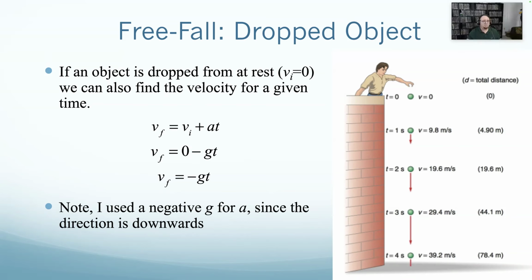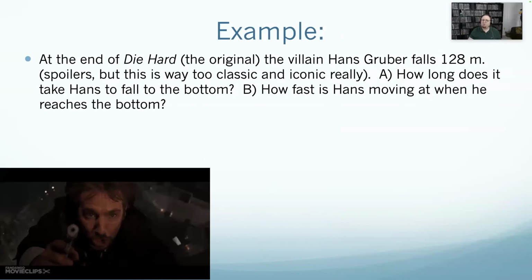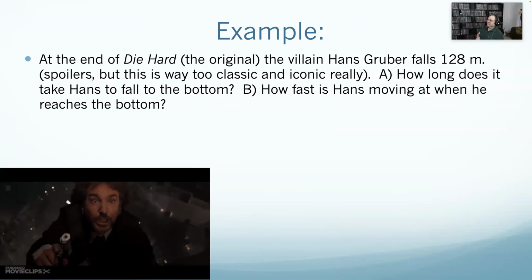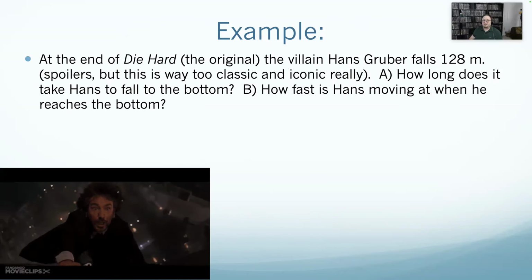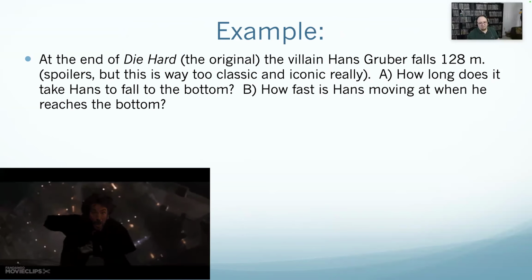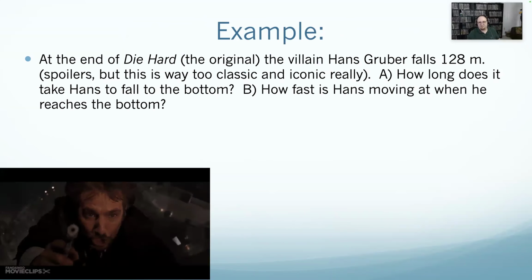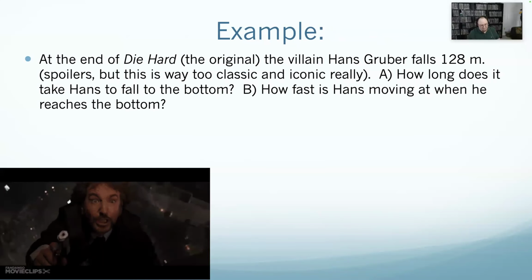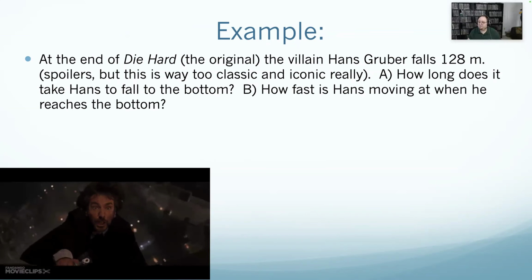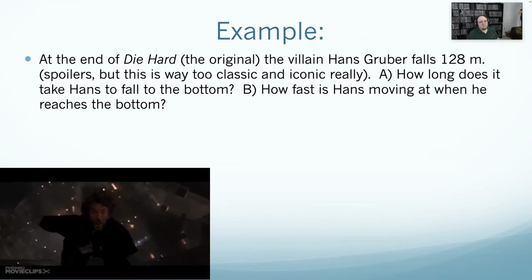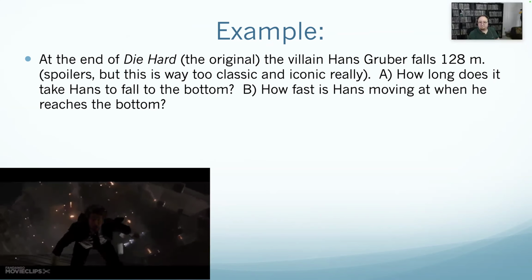Let's do an example problem. I'm going to spoil the ending of a movie. If I'm spoiling it for anyone, I apologize, but it's old and a classic, and going slightly gruesome. At the very end of Die Hard, the original one, the good one, Hans Gruber falls 128 meters. How long does he spend in the air, and how fast is he going when he reaches the bottom?